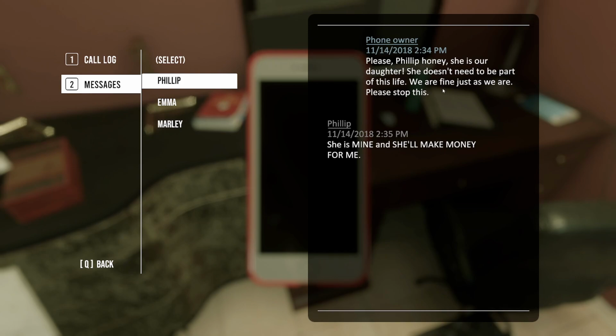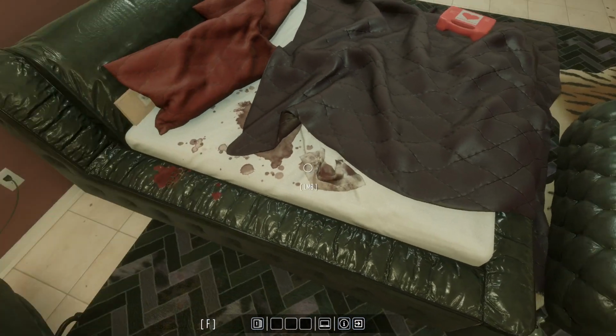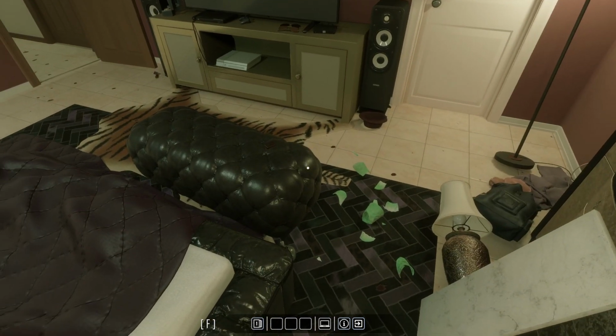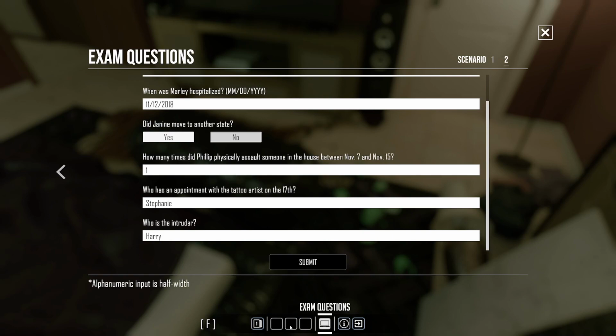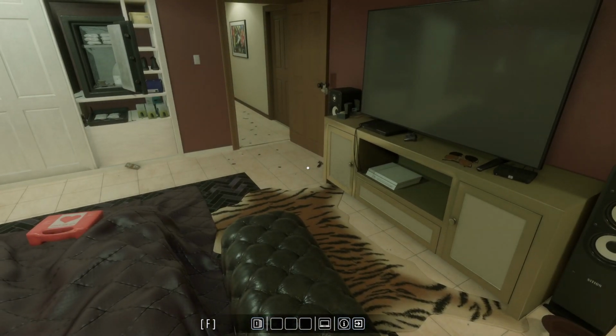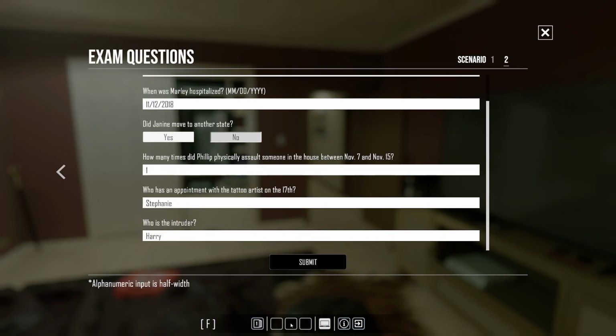This is the 14th. Is she going to tattoo her daughter? Hmm. Wait, what happened? What was that? Scenario selection. Help? What is this?